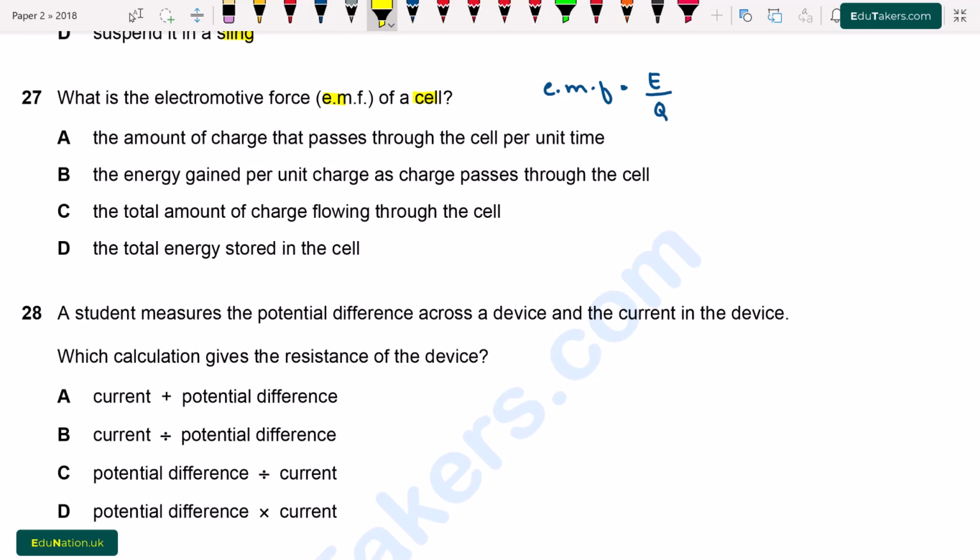Option A, the amount of charge that passes through the cell per unit time. So amount of charge over time is basically equal to current. So option A is incorrect. B, the energy gained per unit charge as the charge passes through the cell. So option B is correct. We also see the other options. Option C, the total amount of the charge flowing through the cell. This is incorrect. D, the total energy stored in the cell. So option D is also incorrect.